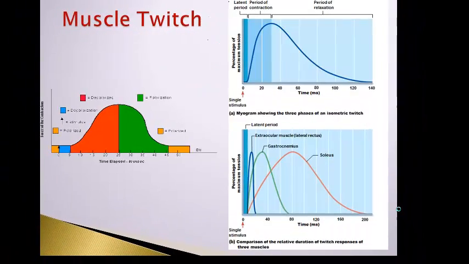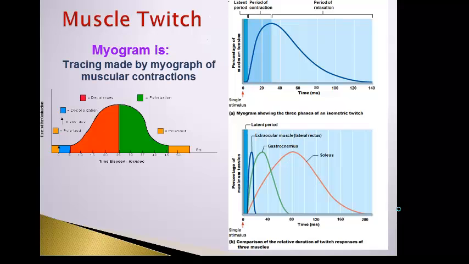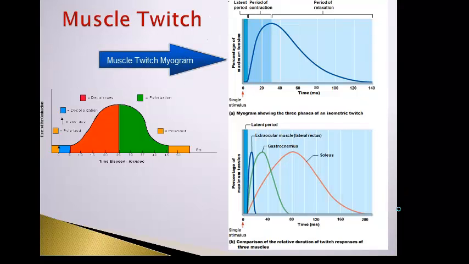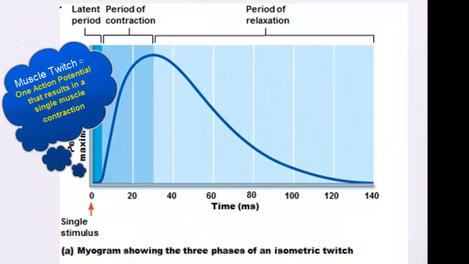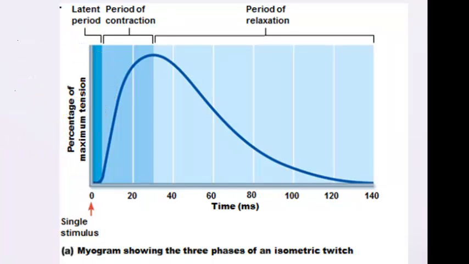We can measure the series of events that occur macroscopically during a muscle contraction using a piece of equipment known as a myogram. A myogram will measure the different phases of that contraction. Depicted here would be the results of a single stimulus. That is called a muscle twitch. And when we are looking at the muscle twitch, we are looking at the response of the muscle to a single action potential on its motor neuron.